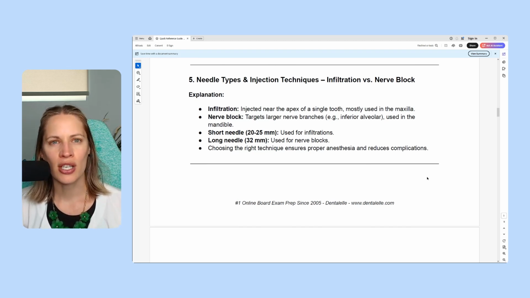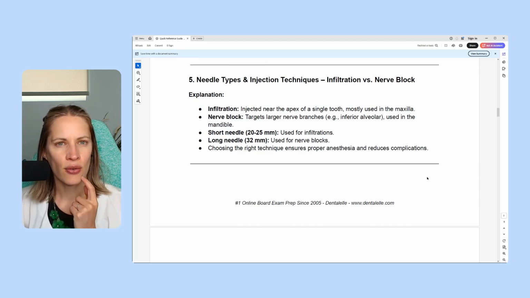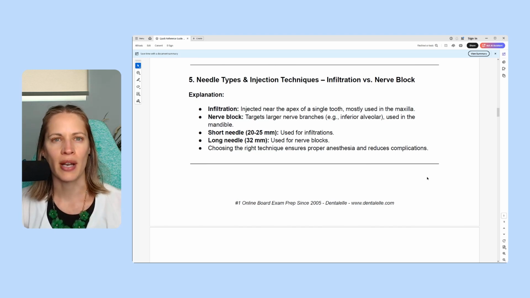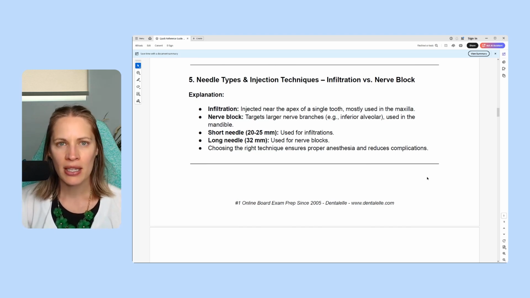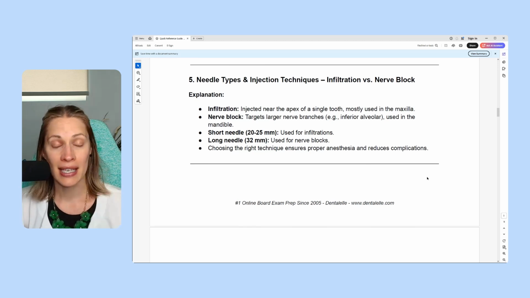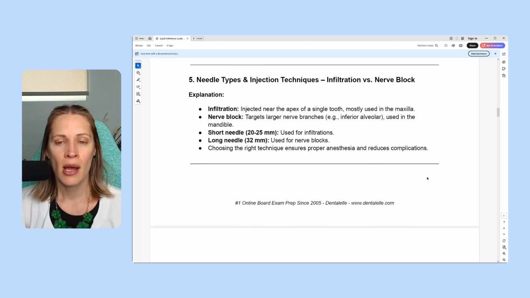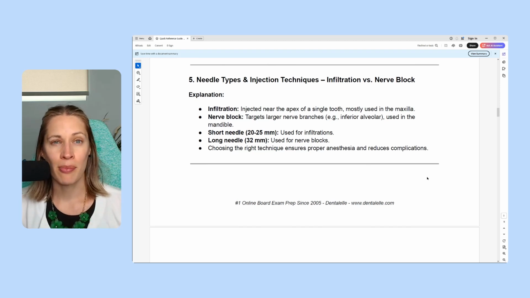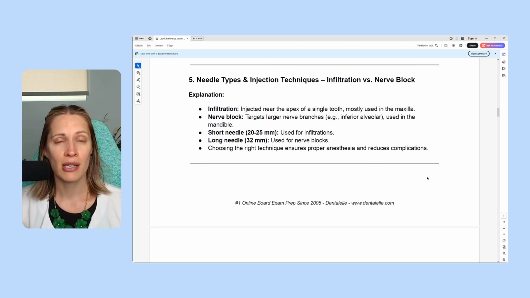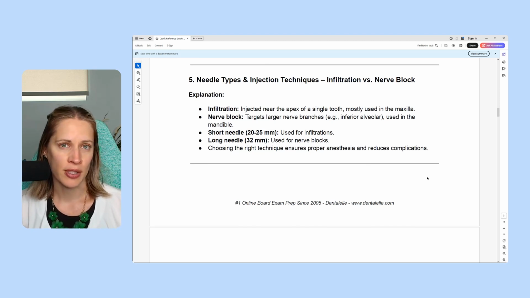But infiltration is where you're just basically injecting into that single tooth by the apex, so by the root area. And this is typically done though for the maxilla. It can be done for the mandible too, but with the way the nerves are, it's better to just do a block in the mandible to make sure they're absolutely frozen.